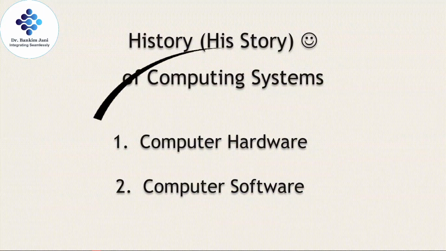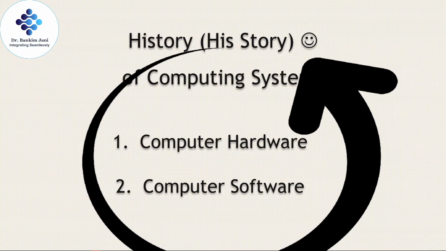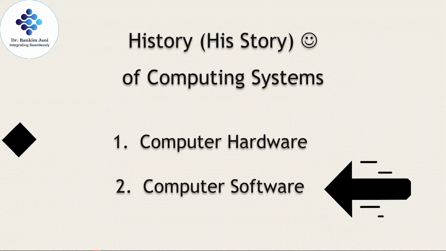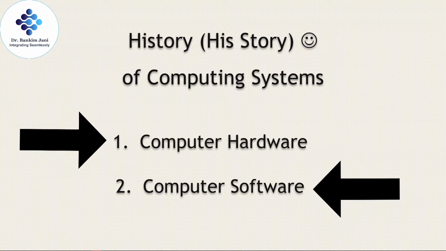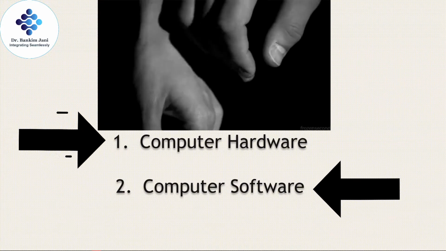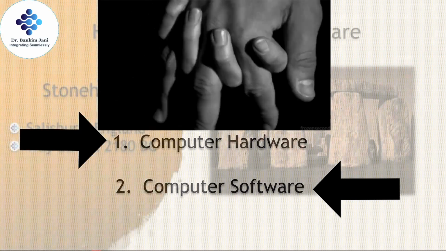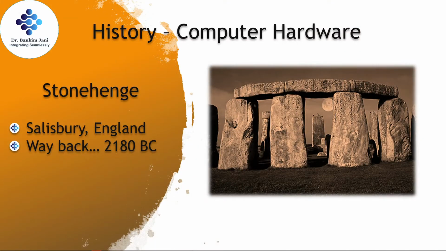We shall see the history of computing hardware and software separately because both have their own impact on the development of computing systems. But remember that both hardware and software were progressing simultaneously. Talking about computing hardware first.